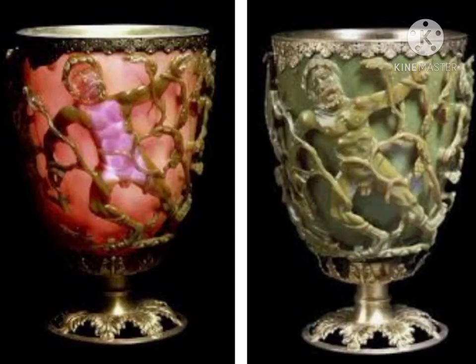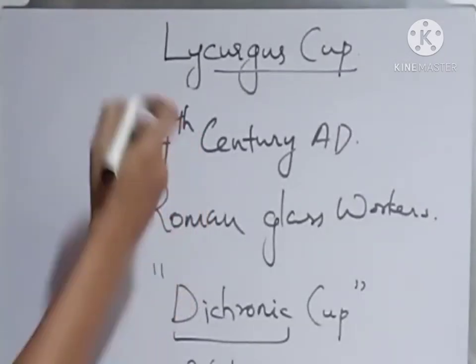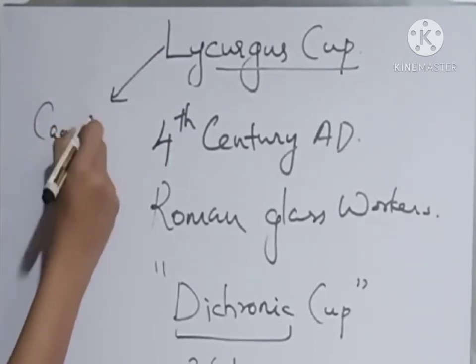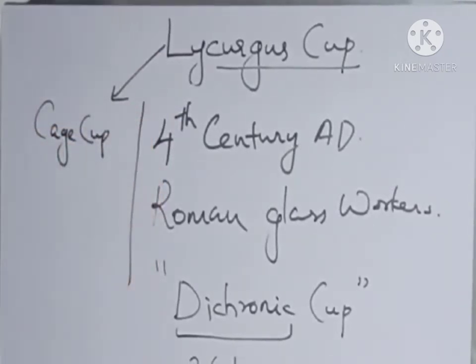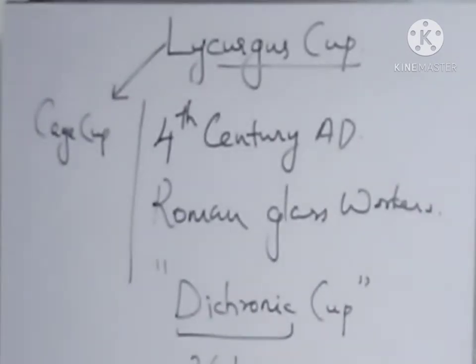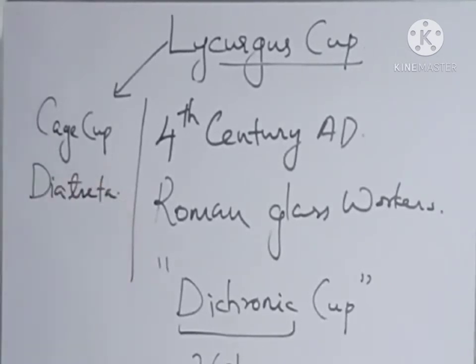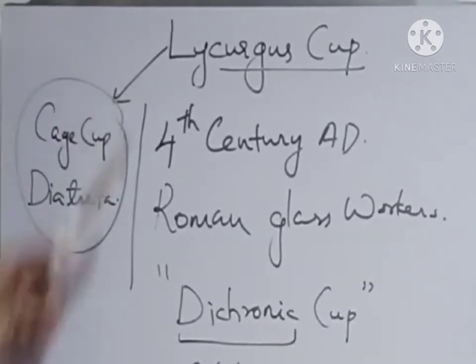So this is the picture of a Lycurgus cup. One is ruby color or red color. The other one is green in color. This Lycurgus cup is otherwise known as cage cup or diatreta cup. These are the other two common names of Lycurgus cup.